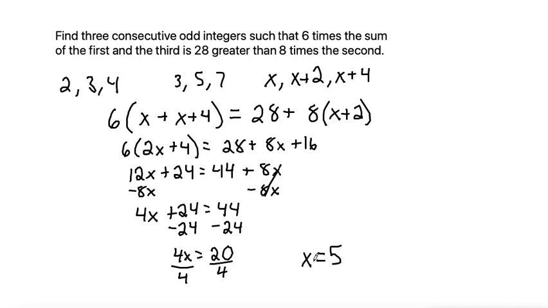But now to finish the problem, x represents my first number. So the first of my 3 consecutive integers is 5. And then add 2 to that makes 7. And then add 2 to that makes 9. So these are my 3 consecutive odd integers.